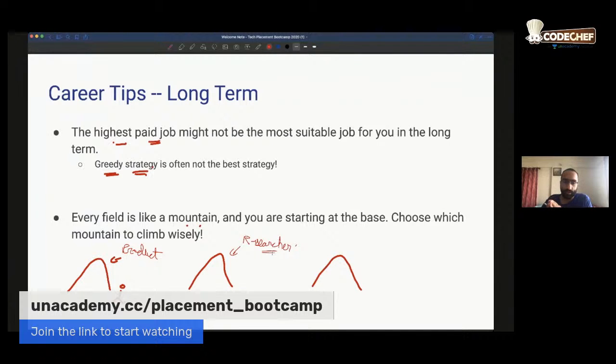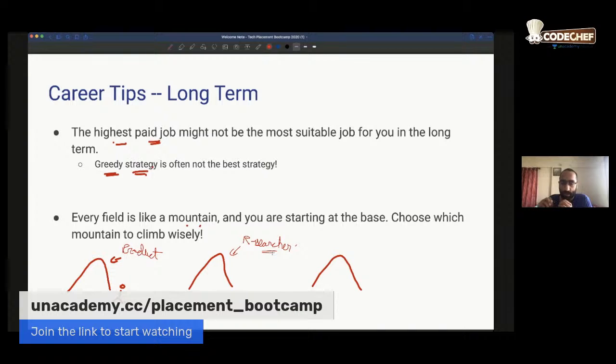And once you choose the right mountain for yourself and you spend enough time working towards the top, you will eventually reach a point that you are financially stable, you are doing well financially, and you are basically near the top of the mountain. So in some years, if you keep doing well and if you keep putting in effort, you will reach the top of the mountain.